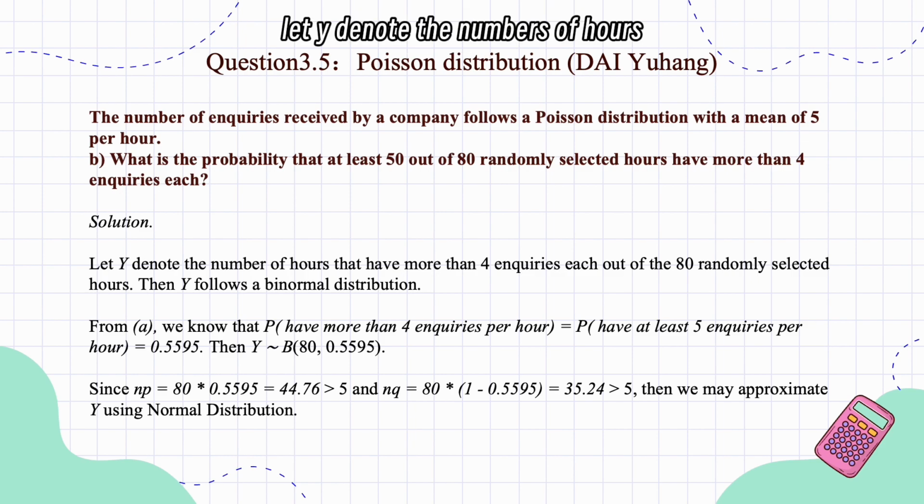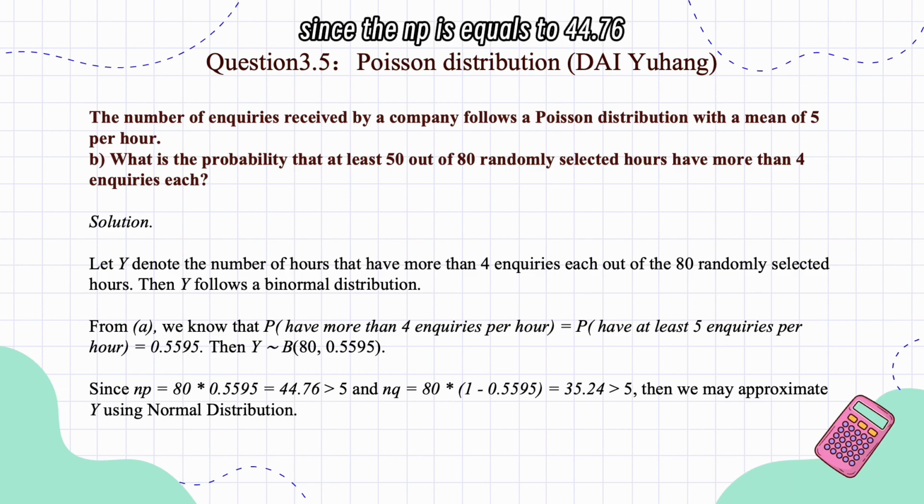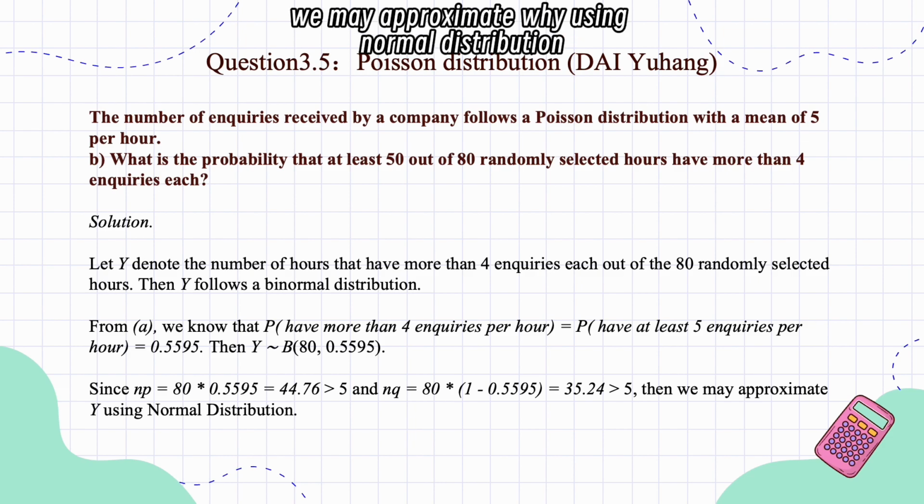And let's continue with question B. So we let y denote the number of hours that have more than 4 inquiries each out of the 18 randomly selected hours. Then y will follow a binomial distribution with n equal to 18 and success probability equal to 0.5595. Since np is equal to 44.76, it's greater than 5, and also nq is 35.24, also greater than 5, then we may approximate y using the normal distribution.